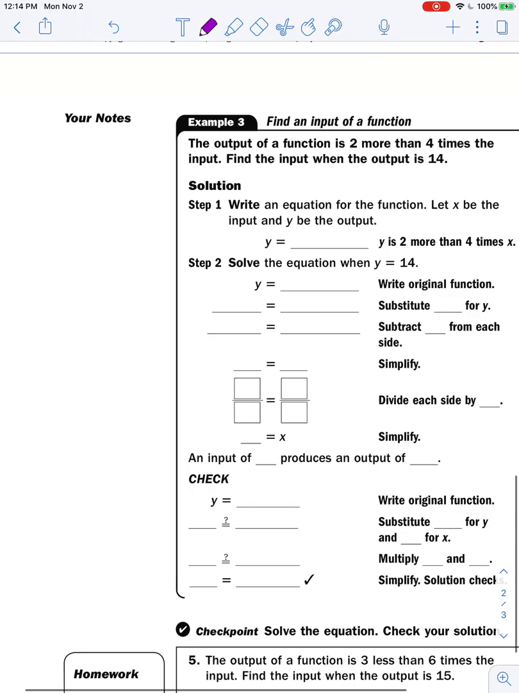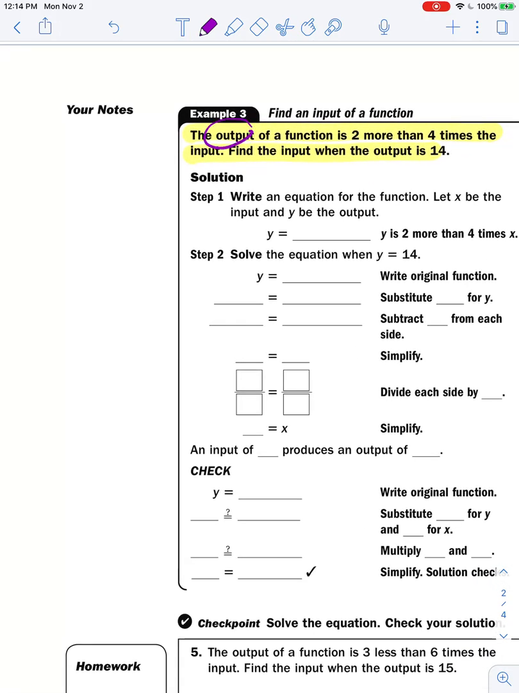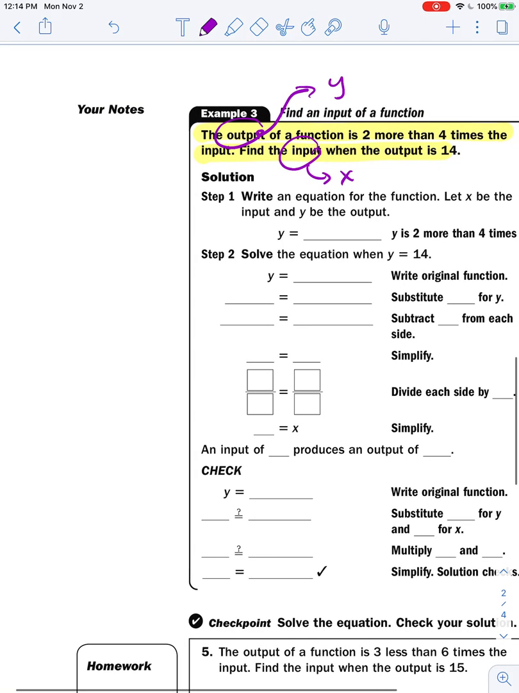Okay, so this one, the wording and everything is kind of tricky. So what we're just going to do is focus on the problem itself. The main difference is we have to write our own equation. So the output we're going to call y, and then the input we're going to call x, just like we did with our function practice. So the output, which is y, of a function is where the equal sign lands, 2 more than 4 times the input. So if you have 4 times the input and you add 2 more, that's what those words are going to look like as an equation. So when it tells you to write the equation, that's where we're at.